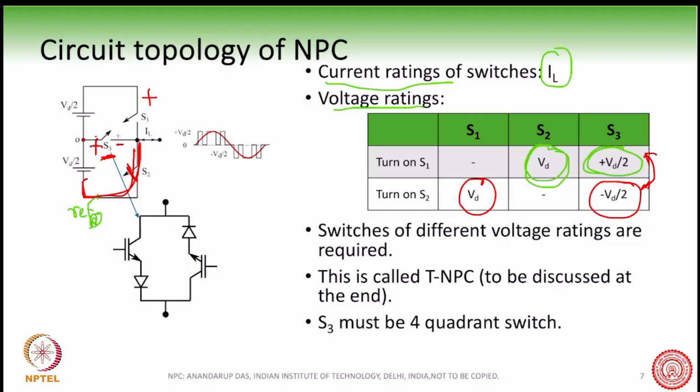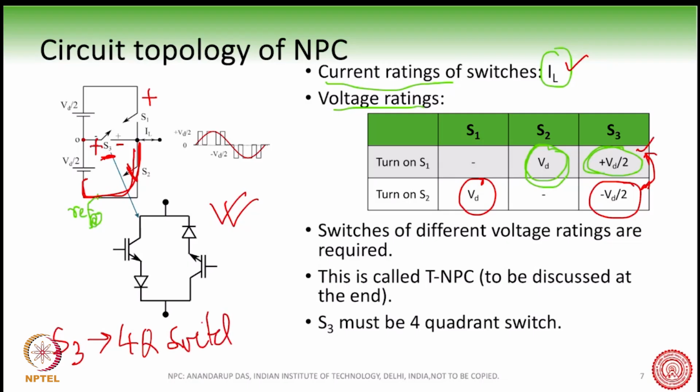Okay, so which means that this S3 switch must be a switch which can carry current in both the direction, and it can block the voltage in both the direction. Magnitude of the current is IL and magnitude of the voltage is VD by 2. So therefore, this switch must be a 4-quadrant switch. S3 is a 4-quadrant switch.